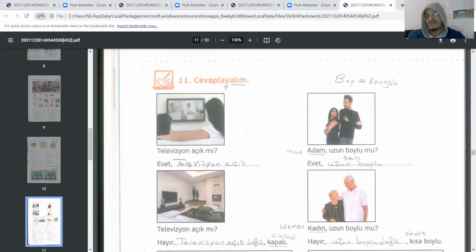He is wondering if the television is open or not. Televizyon açık mı? Open. He asked if the television is open or not. Televizyon açık mı? Evet, televizyon açık. Adam uzun boylu mu?